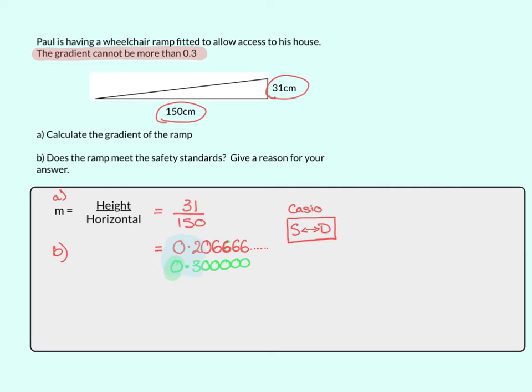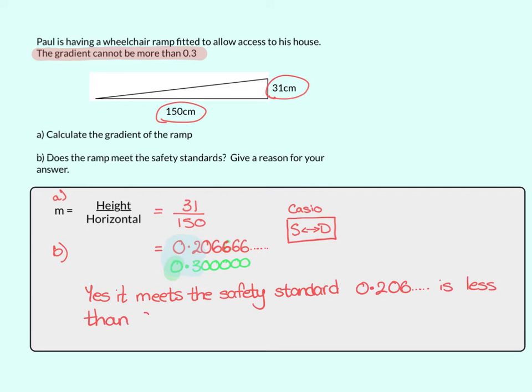So what are we going to write? Yes, it meets the safety standard. 0.206, and there were lots of other numbers. I don't need to write them all. Notice I haven't rounded. Yes, it means it meets the safety standard. 0.206 is less than 0.3. Okay, so there you go. He can have his wheelchair ramp built with a height of 31 centimetres and a length of 150. So a nice real world one for you there.